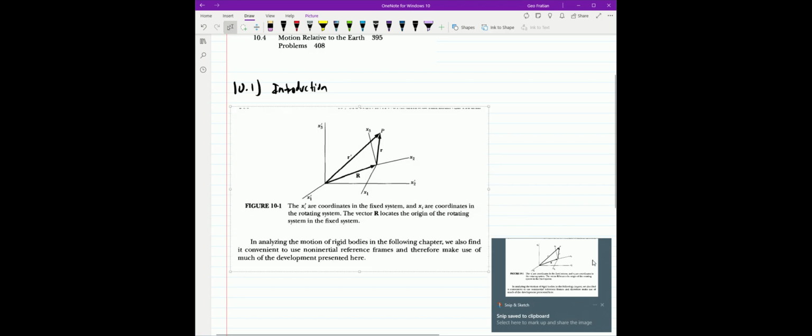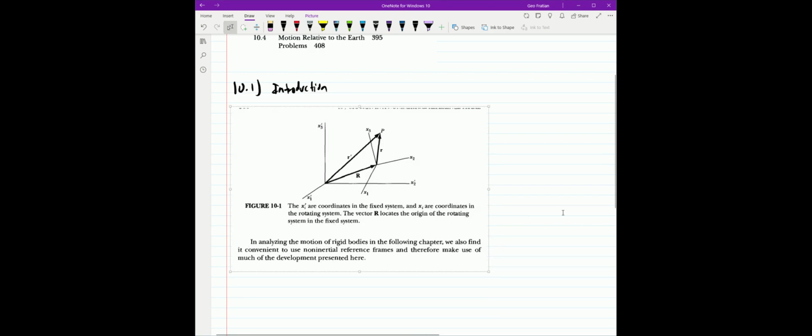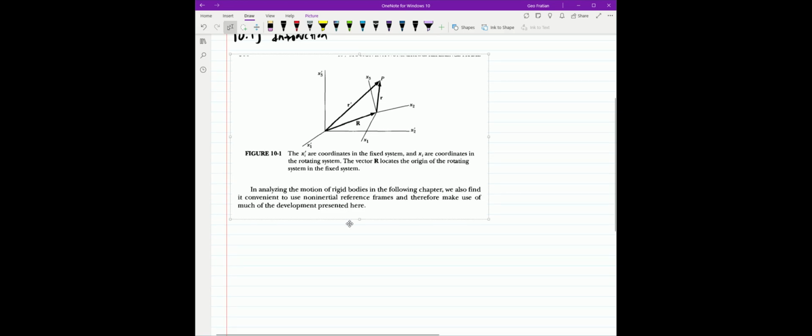So, here we have some coordinate system and then some other coordinate system. The primes are the fixed system, and the non-primes are the coordinates of the rotating system. And we have some vector r, which just points to whatever point you're pointing at. So, when we're analyzing the motion of rigid bodies, it's going to be convenient to use non-inertial reference frames, and we're going to use a lot of the stuff we talk about in 10.2. So, let's get into 10.2 though, which is rotating coordinate systems.